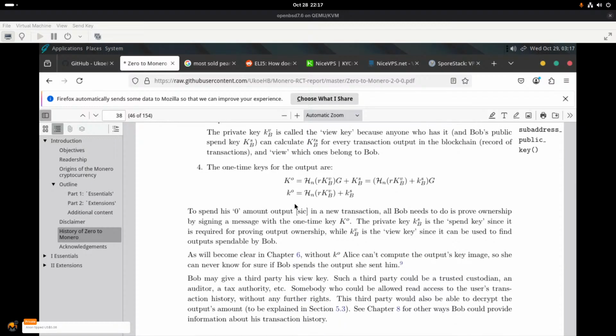To spend his output in a new transaction, all Bob needs to do is prove ownership by signing a message with the one-time key. The view key is somewhat important too, and the spend key, you kind of want to keep those private as well because it gives off a lot of information. When you have a hardware wallet, you learn this: which parts of your keys you should show, and which you can't show and probably shouldn't.